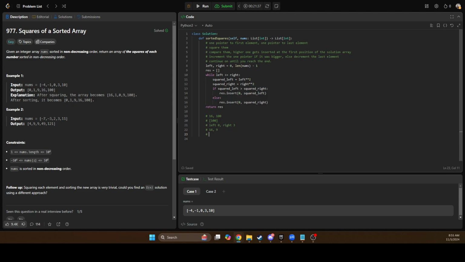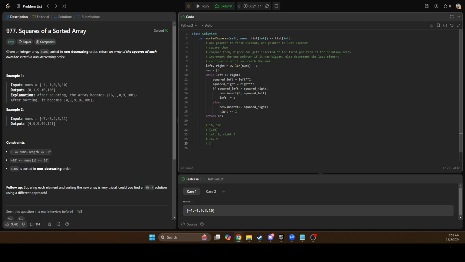Oh, there's one thing I forgot to do. I forgot to increment and decrement the pointers, and if we don't do that, we're going to run into a Stack Overflow error. Yes, this should be good. Okay, so left plus equals 1.